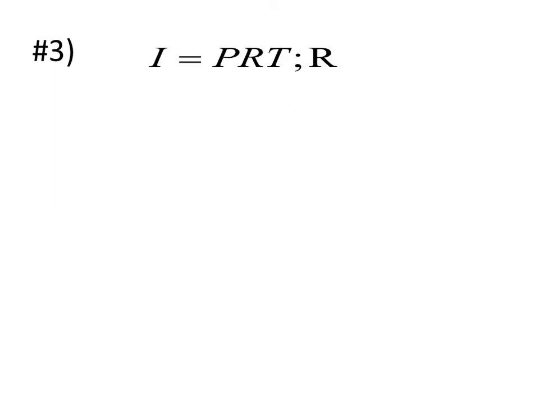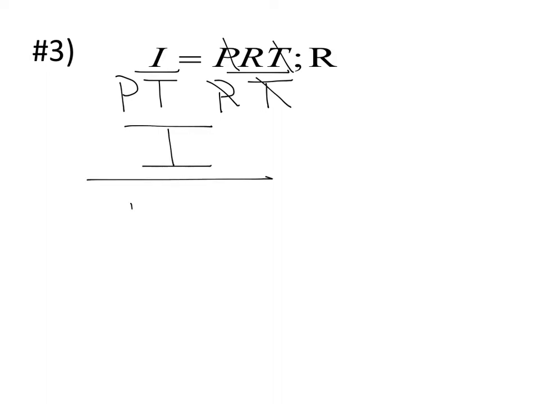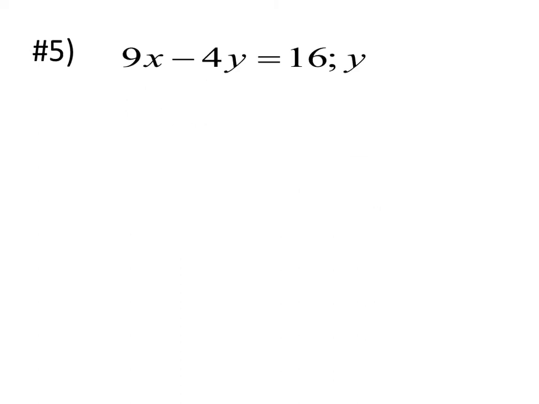Here, they want you to solve for r. What's happening to r? It's being multiplied by p and t, so you will divide by p and t. And you end up with I over pt equals r.